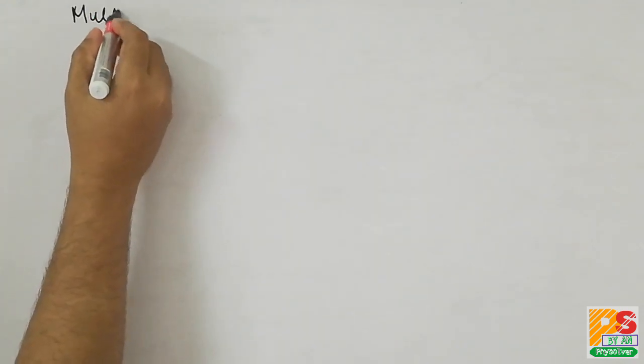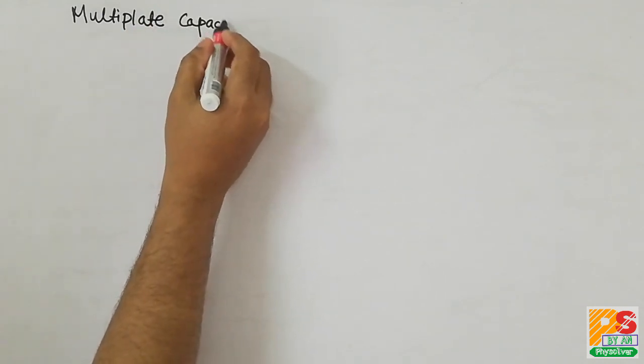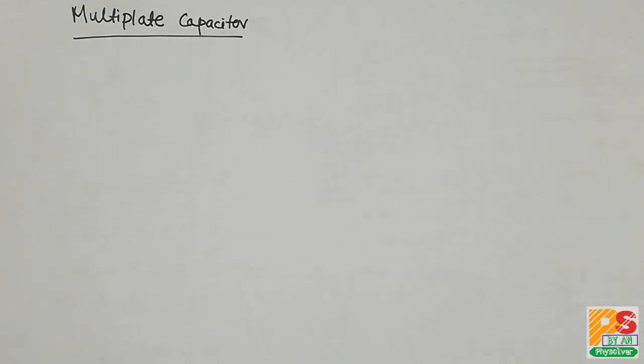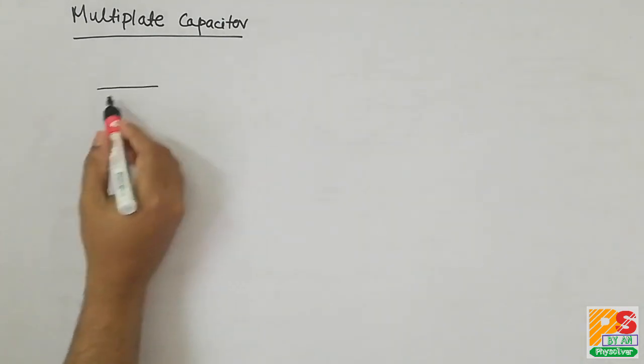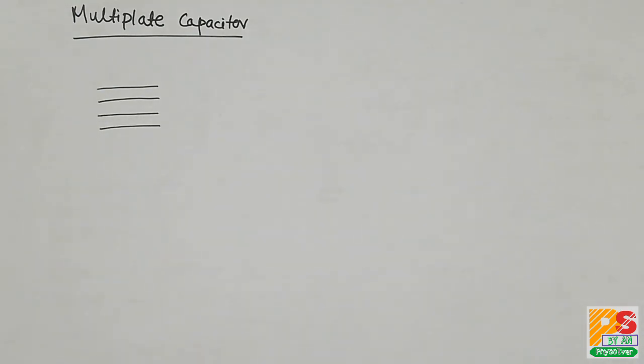Hello students, today we will discuss about multiplate capacitor. A multiplate capacitor is essentially a combination of two or more capacitors. Here the number of plates should be greater than 2, like we have in this example, 4 parallel plates.